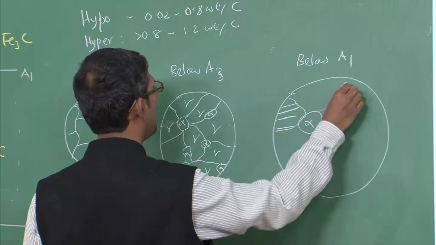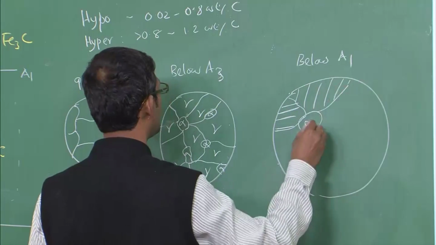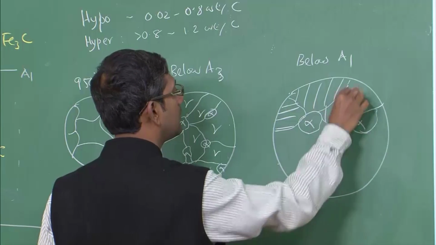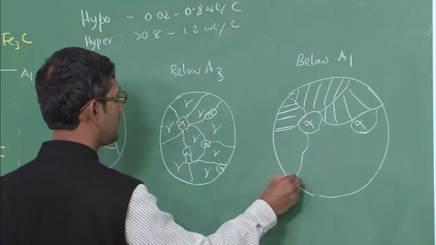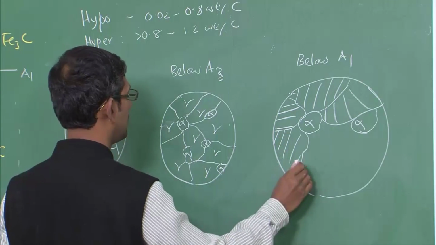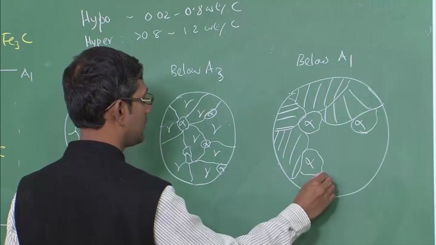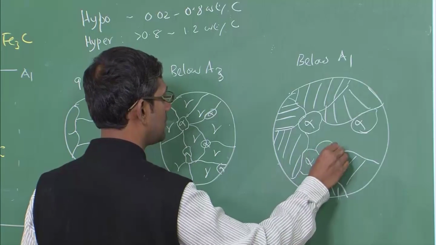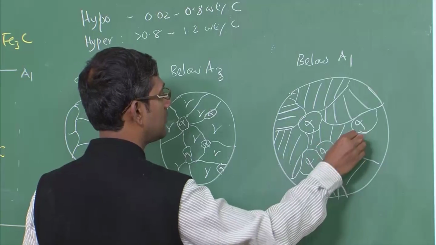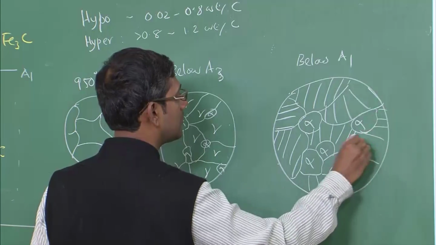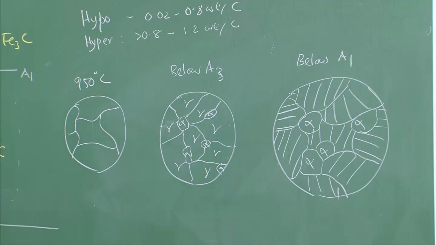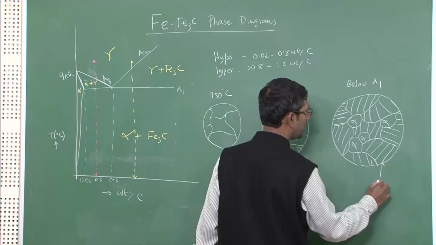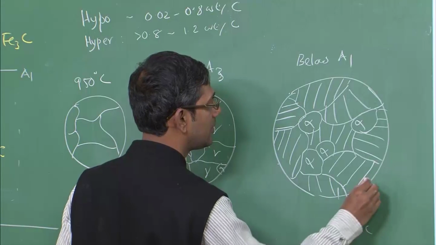So, all these gamma grains will become pearlite. That is what I am drawing, this is the way, this is alpha. Okay. So, you can clearly see that all the gamma grains have transformed into pearlite. These are all pearlite. This white line is cementite, and this green region is alpha.